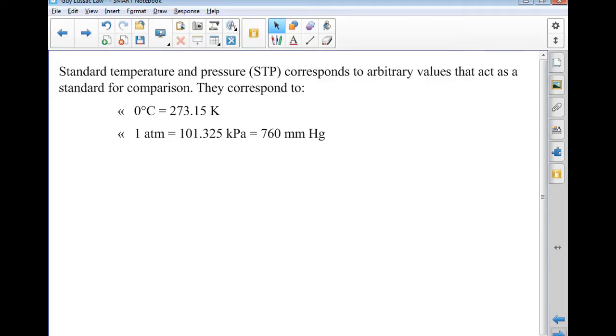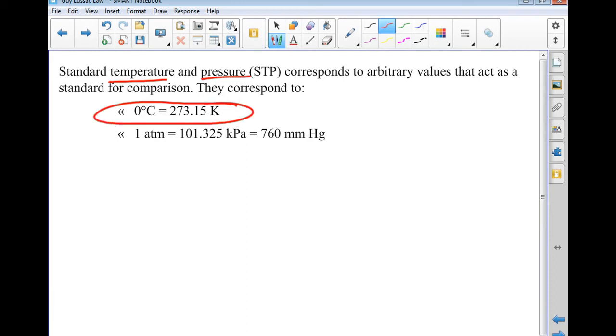Now if you don't have these in your notes, you're definitely going to want to include them, is the idea of what is STP. STP stands for standard temperature and pressure. These are assumed values that we use, and that will equal 0 degrees Celsius or 273 kelvins, and standard pressure is known as 1 atm, or 101.325 kilopascals, or 760 millimeters of mercury.